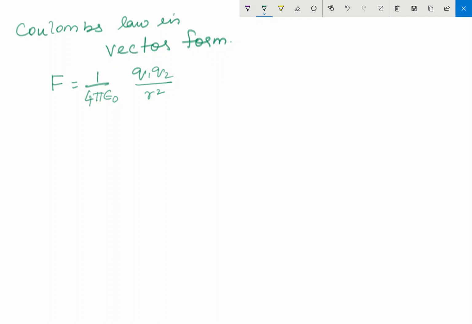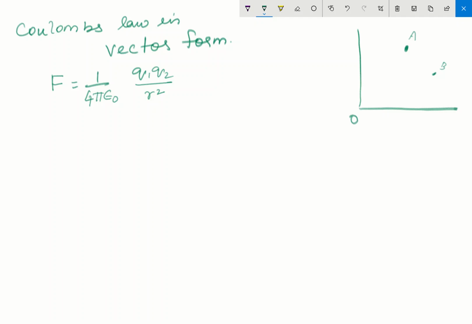Now, your force is a vector. This gives only the magnitude, therefore you have to give the direction also. It is very similar to the vector notation we saw in gravitation last year. For that, consider two point charges, A and B, and this is the origin.